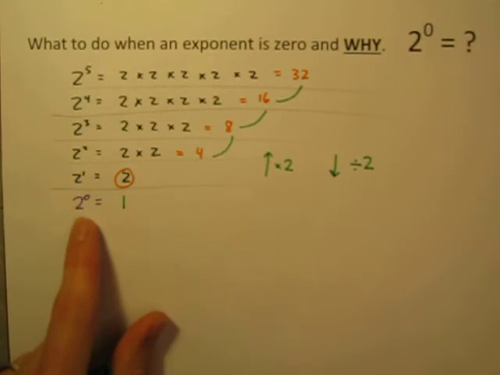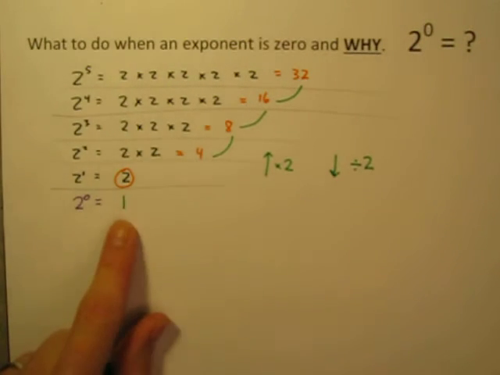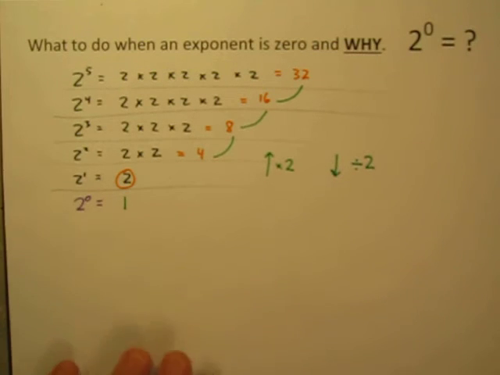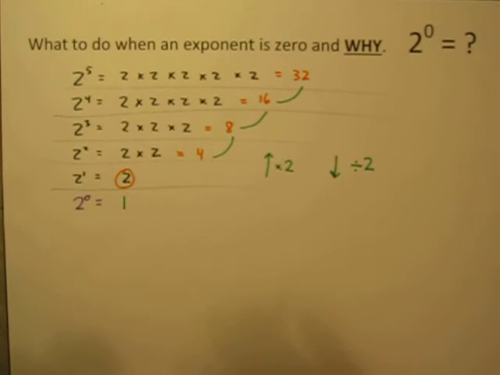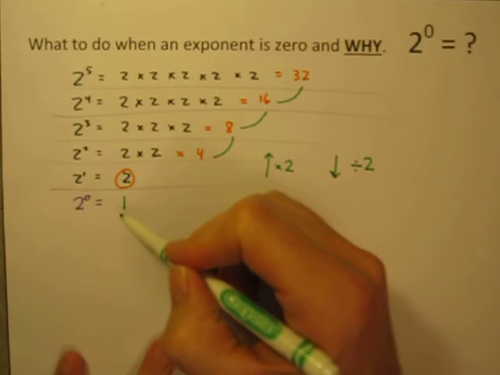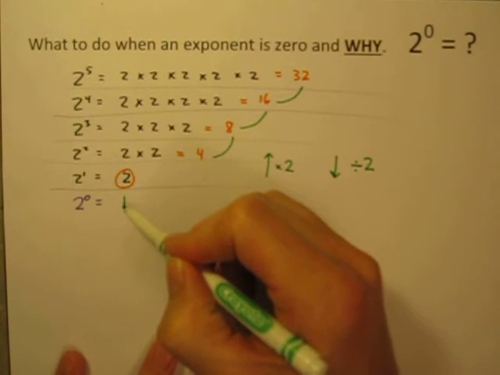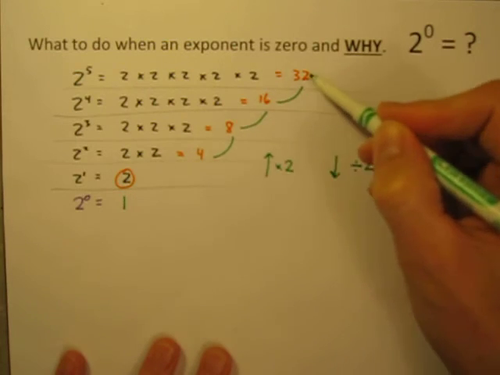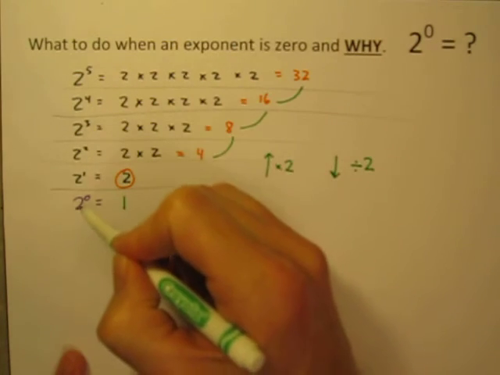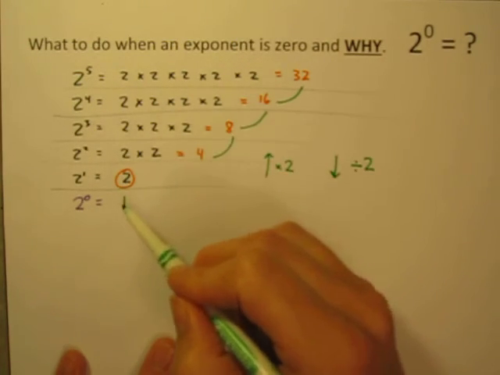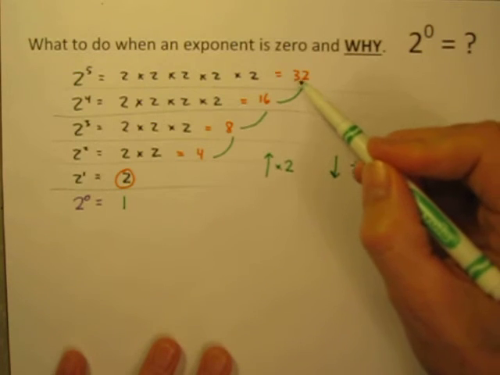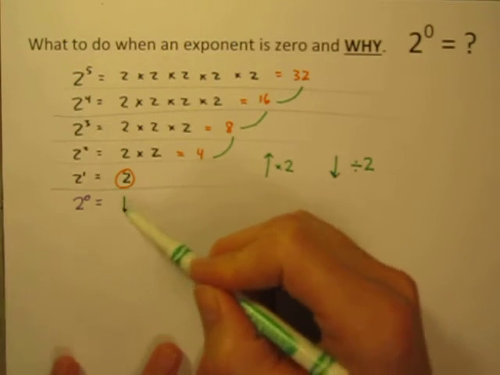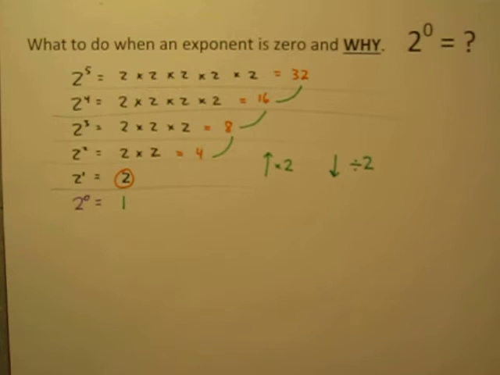So 2 to the 0 power is actually 1. And it makes sense when we think of these exponents as a series of multiplication problems. We're going to start with a base of 1, and we're going to double from there when we have 2 raised to a certain power. We're going to just keep doubling up from 1 and dividing by 2 when we go down. So 2 to the 0 power is 1.